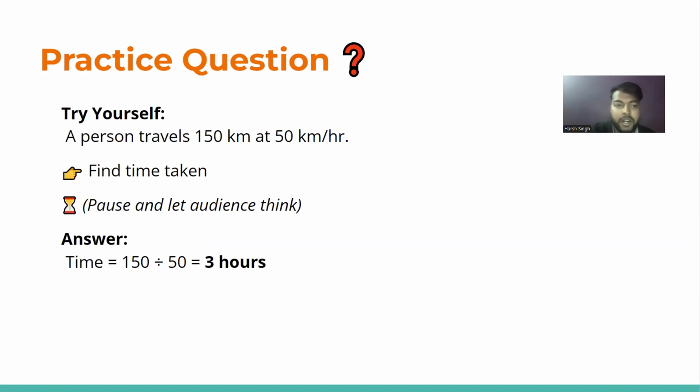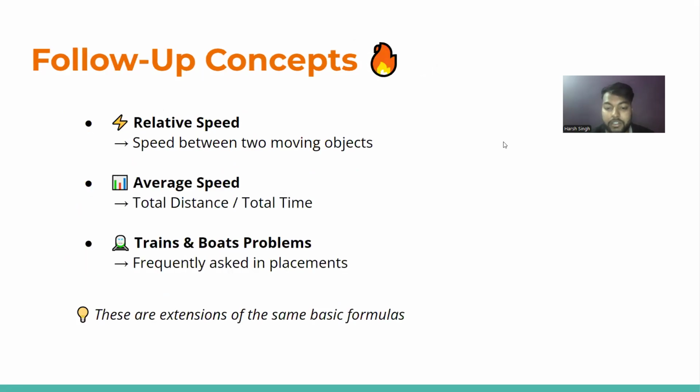Now I have one practice question. If a person travels 150 kilometers at 50 kilometers per hour, what is the time taken? For this, we need to find time equal to distance upon speed. We divide the distance by the speed and we get the time, that is 3 hours.